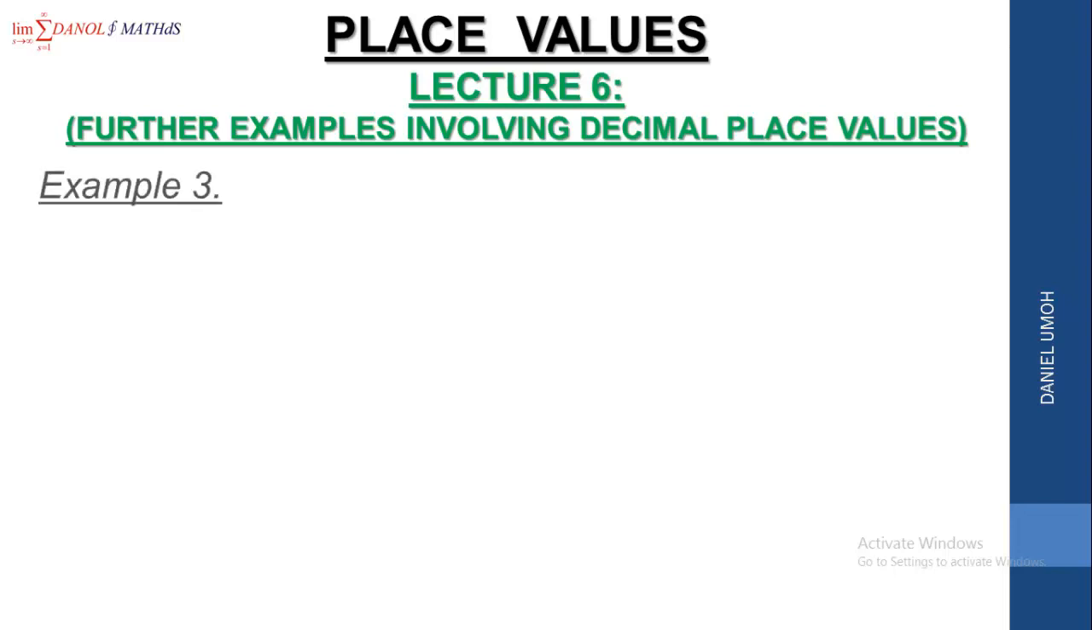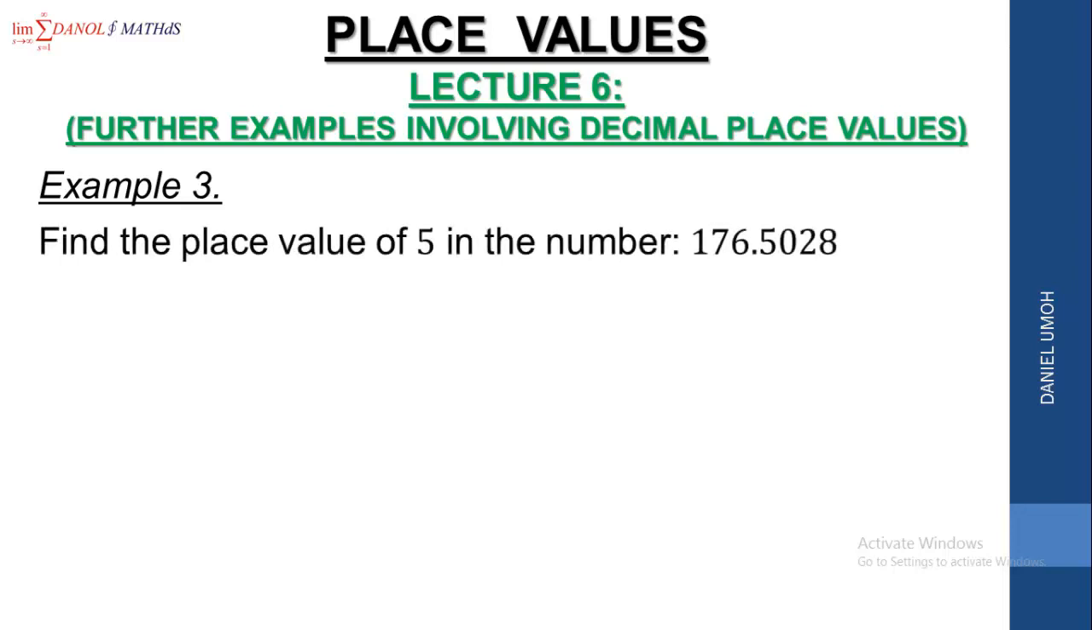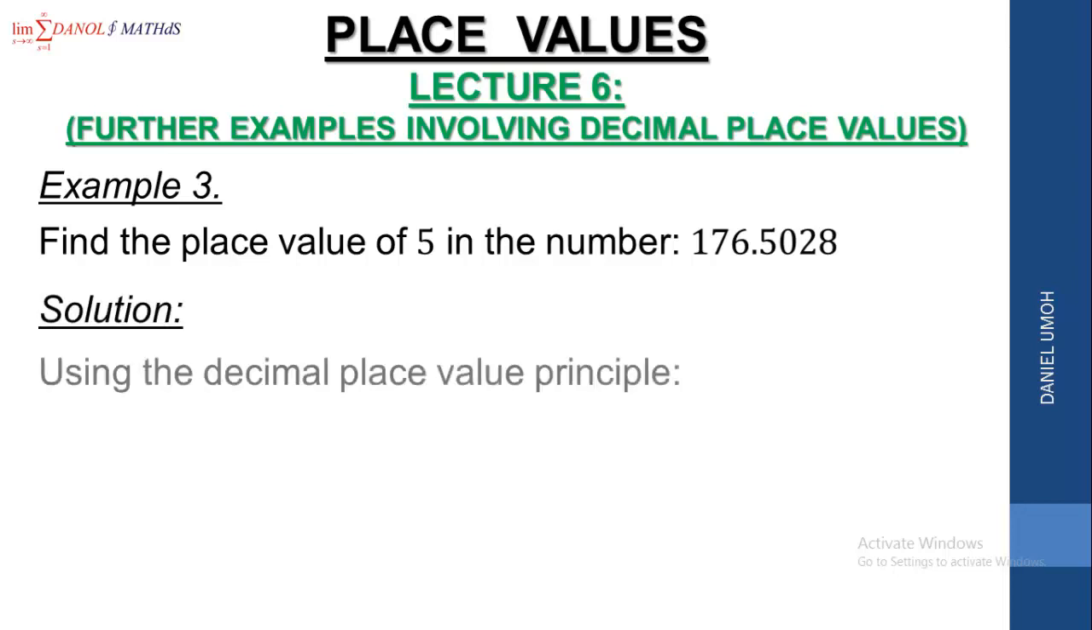Example 3. In our previous lecture, we did example 1 and 2, so follow us up from there. Now example 3 says, find the place value of 5 in the number 176.5028. Now let's quickly look at the solution. Using our place value principle, of course here we are using the decimal place value principle because we are dealing with the decimal number. According to the principle, the first thing we have to do is to bring down the numbers, after which we begin to arrange the position.